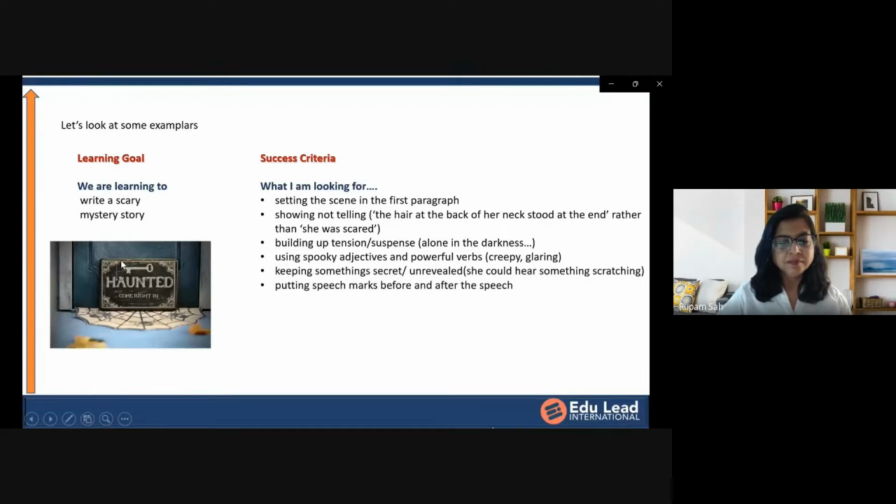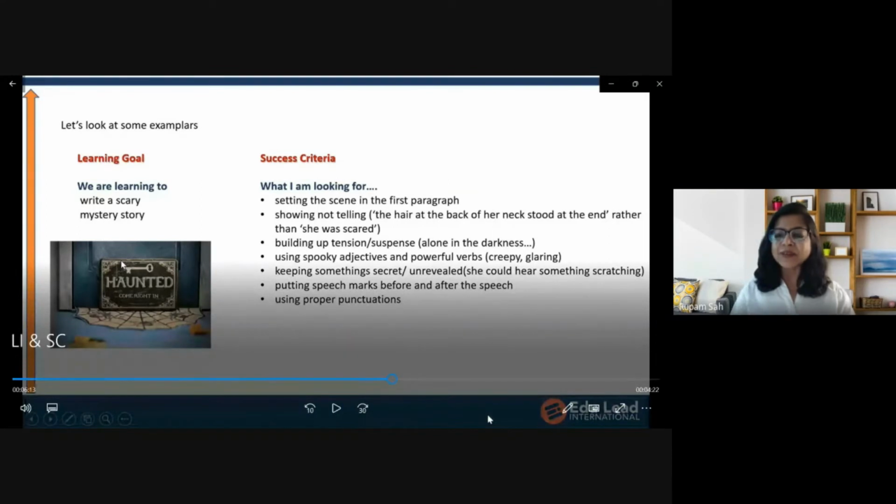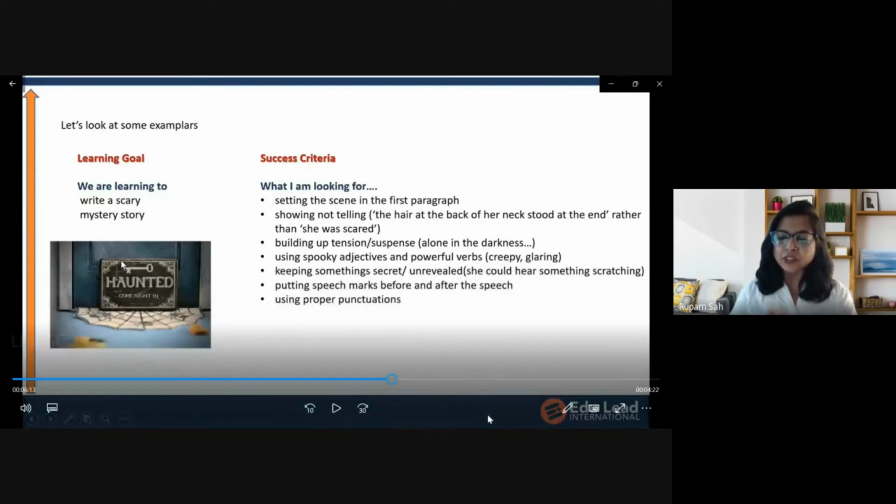putting speech marks before and after the speech, and using proper punctuation. Now, when the children have all of this as a success criteria, they will be attempting their task in a better manner. You agree with this or not? When you're giving any task to your children, if you give them the success criteria also, their level of performance will definitely be much as per your expectations, right?